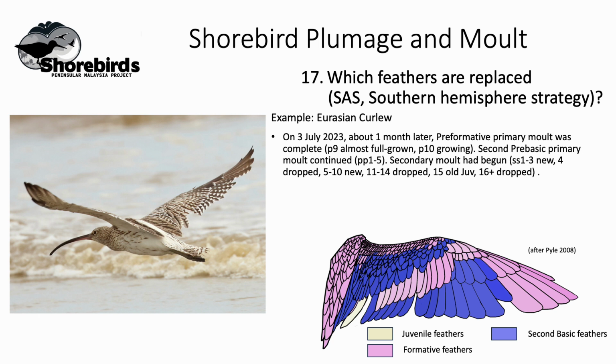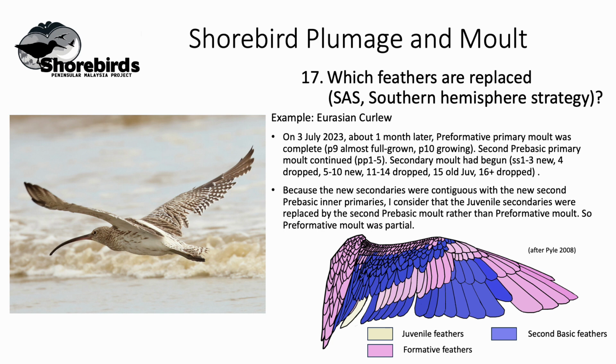By early July, about a month later, we can see that preformative primary molt was continuing, and it has actually reached primary 10. Primary 10 is still growing. So preformative primary molt was complete, and second pre-basic primary molt was continuing and had reached primary 5. And secondary molt had begun. So it began from the first secondary and also the fifth secondary, and possibly also from the innermost secondary. We can also see that some of the median and lesser coverts are now in second basic plumage.